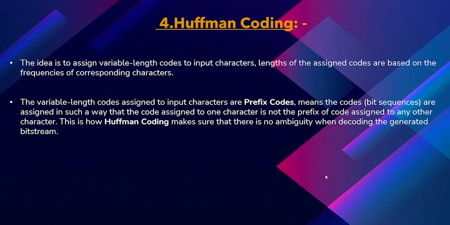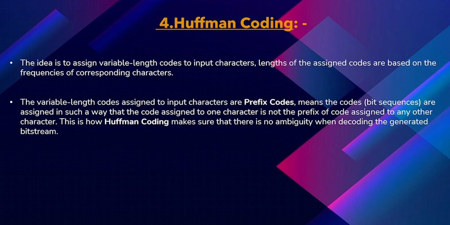In Huffman coding, the idea is to assign variable length codes to input characters. Lengths of the assigned codes are based on the frequencies of the corresponding characters. The main idea behind Huffman coding is that we assign the shortest binary code to the most frequent character. The variable code lengths assigned to the input characters are prefix codes, meaning the codes are assigned in such a way that the code assigned to one character is not a prefix of the code assigned to any other character.